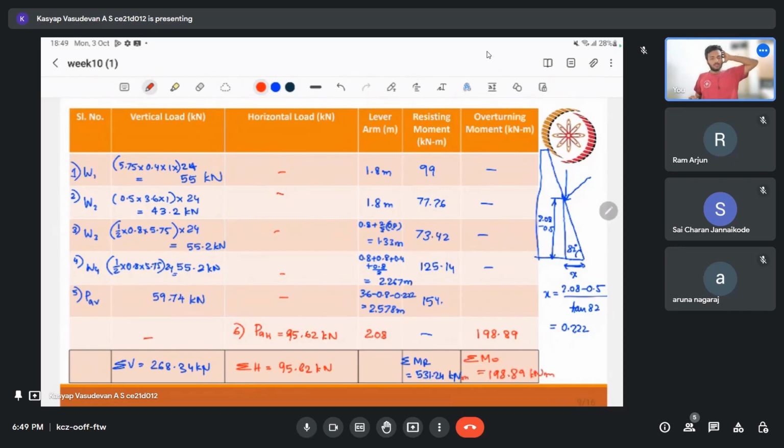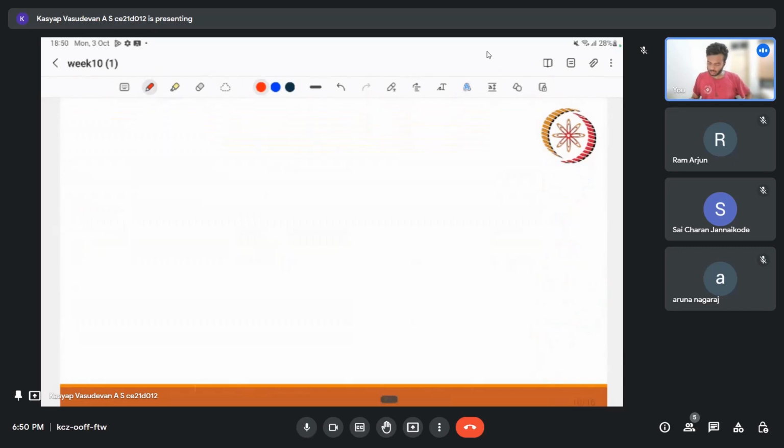Okay, so we have all the ingredients. Now we can go for the stability analysis. To check overturning, it is as simple as I told you. We have a point here. One moment is trying to overturn our structure, and the restoring moment is trying to restore. So if I see the ratio of MR to MO, I'll get the factor of safety against overturning.